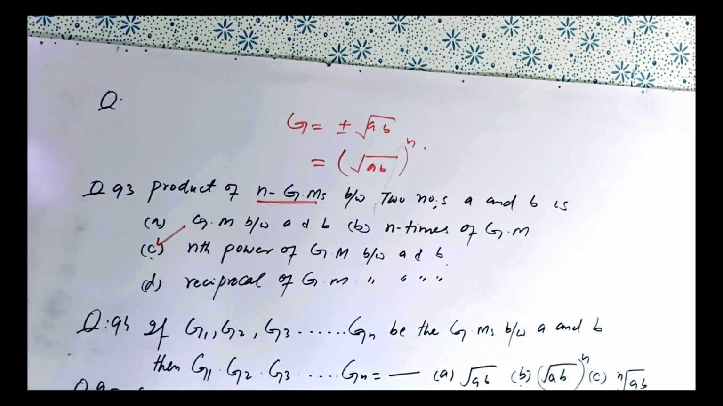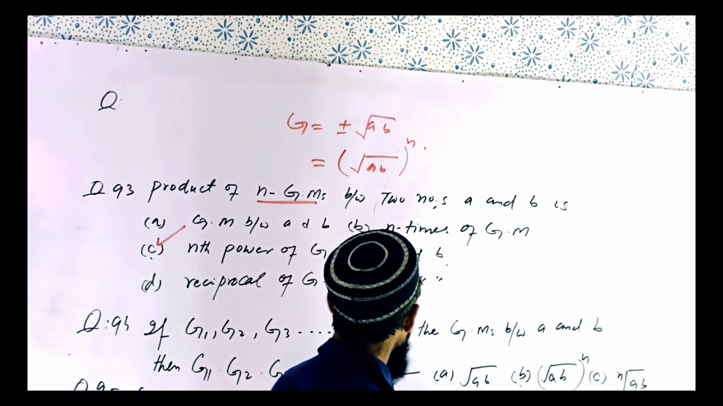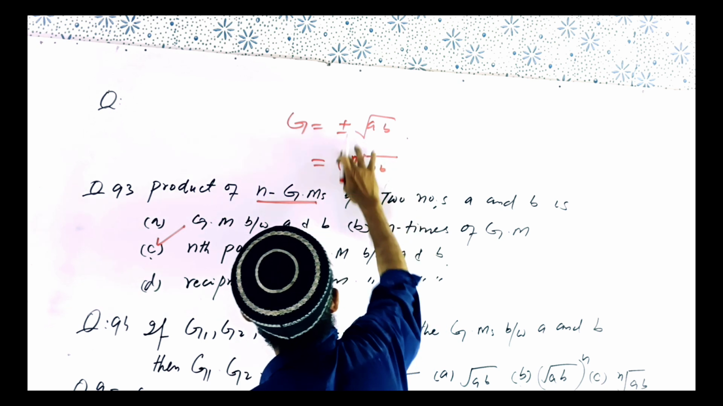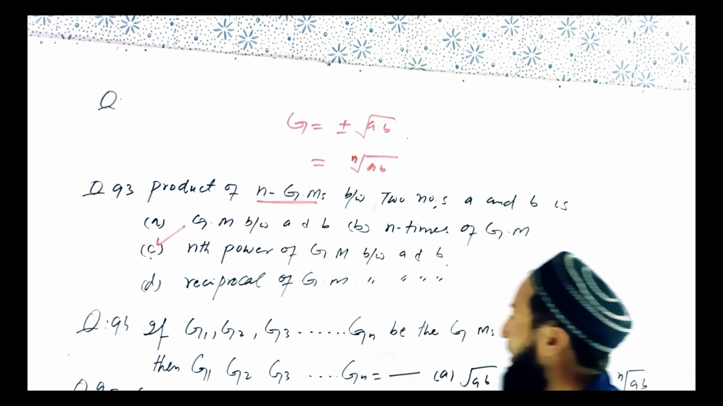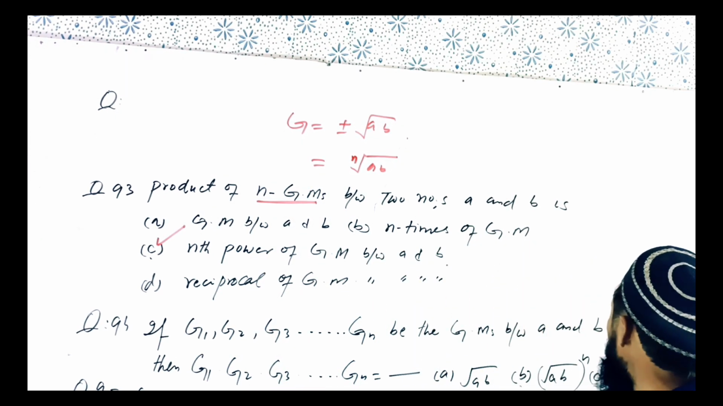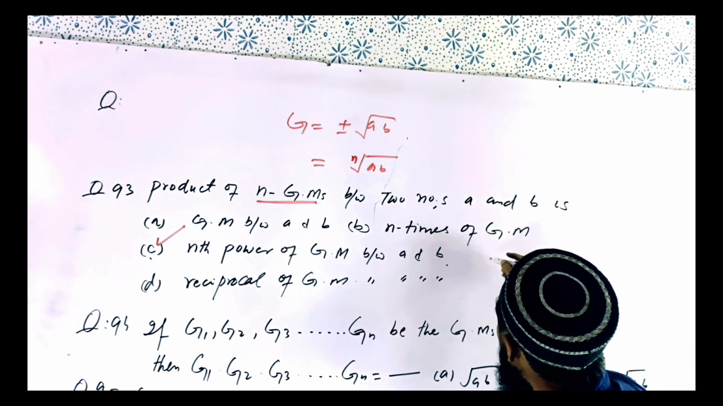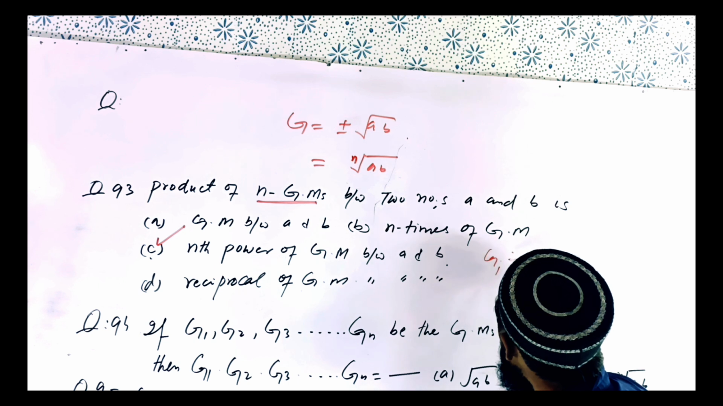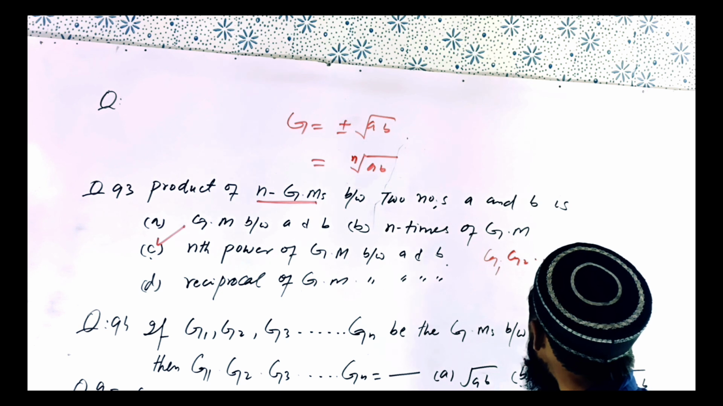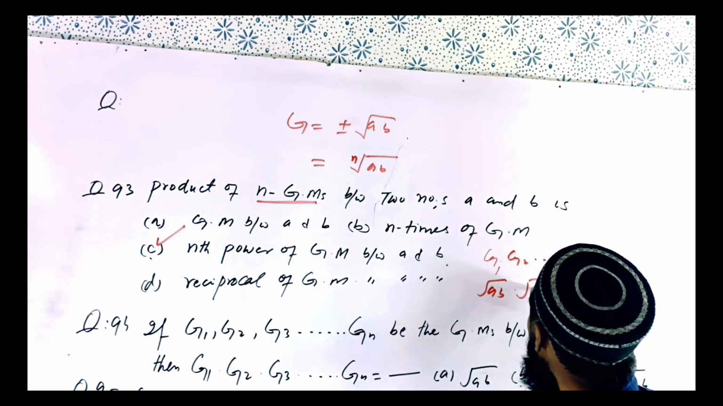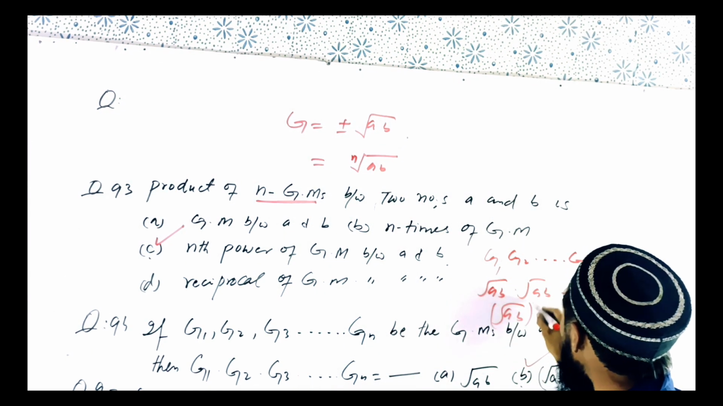Question 94: if G1, G2, G3, up to Gn are geometric means between two numbers a and b, then this will change into the nth power. So the same answer, and B is the correct option. As we know, G1, G2, G3, up to Gn, we are applying the square root of ab n times, so that is n times.